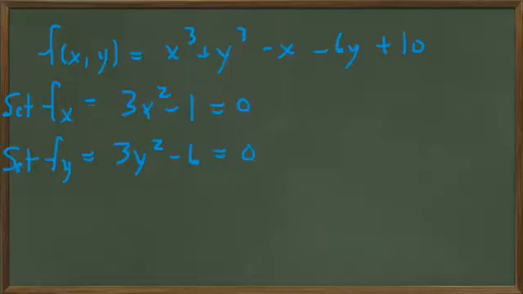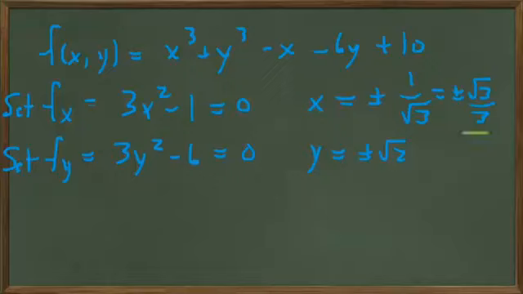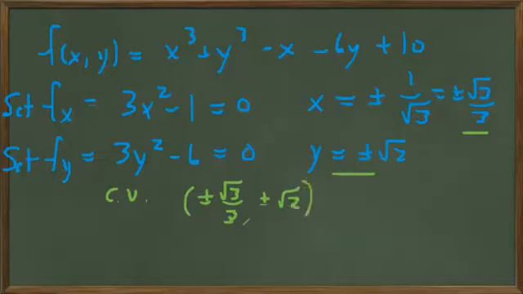So this first one yields x is plus or minus, and so x solutions are plus or minus square root of 3 over 3, and y solutions are plus or minus square root of 2. So we have 4 critical values. They are plus or minus square root of 3 over 3, comma, plus or minus square root of 2. So let's check them out to find out what kind of critical values they are.